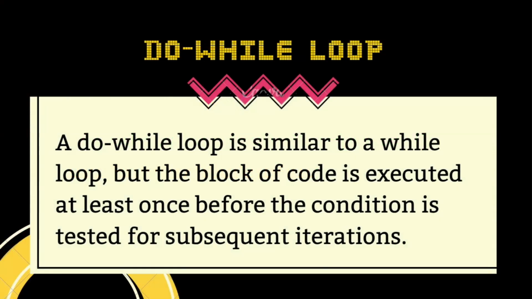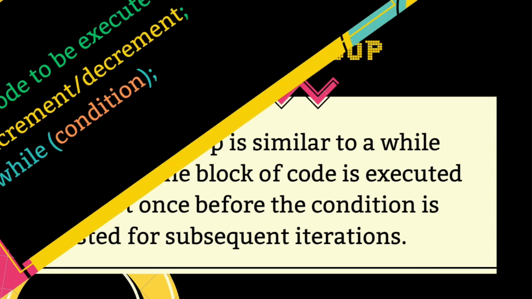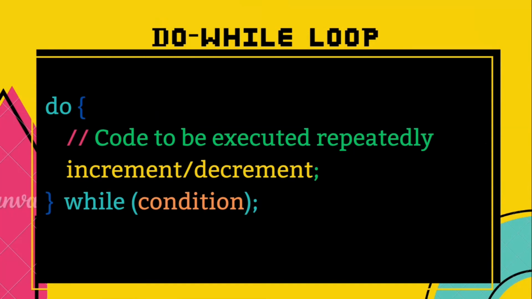A do while loop is similar to a while loop, but the block of code is executed at least once before the condition is tested for subsequent iterations. In a do while loop, the block of statements is executed first, and then the condition is checked. This ensures that the block of statements is executed at least once, even if the condition is false. Here is the syntax: do, then inside curly braces, you have to write the code, then outside the curly braces, you have to use while and then specify the condition.